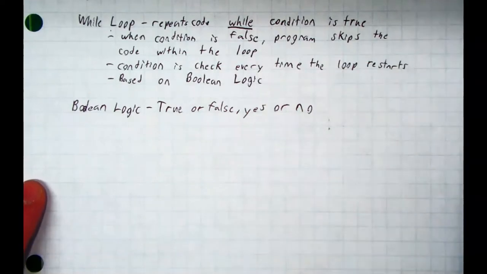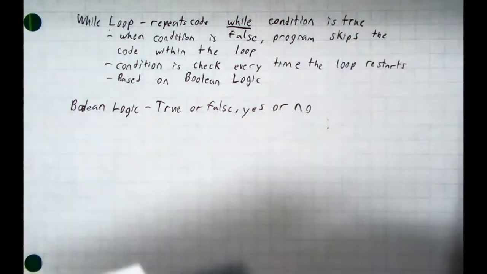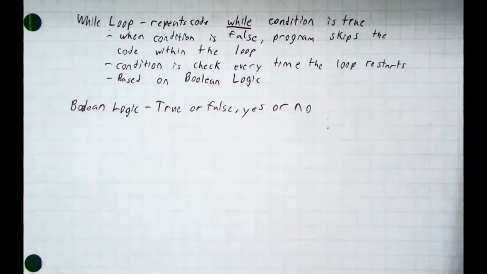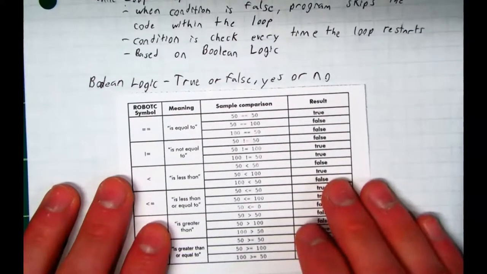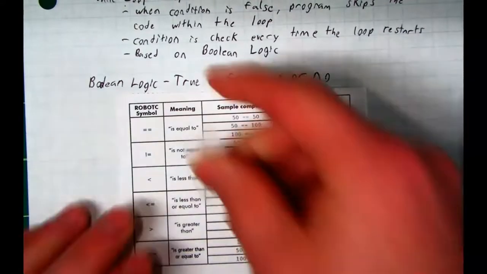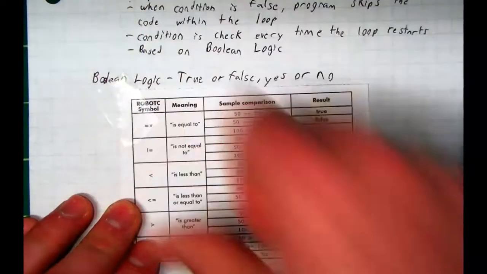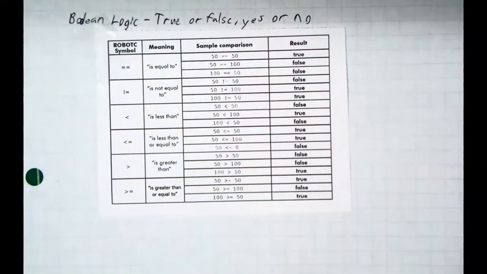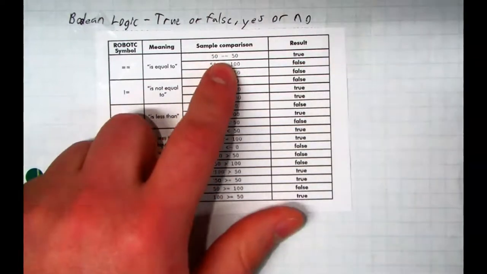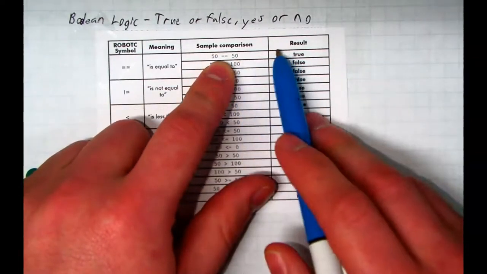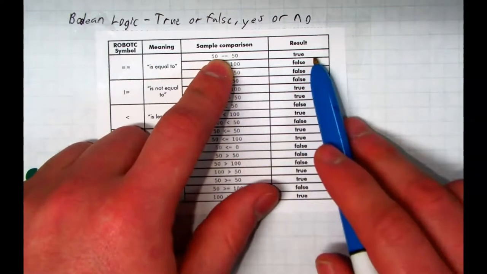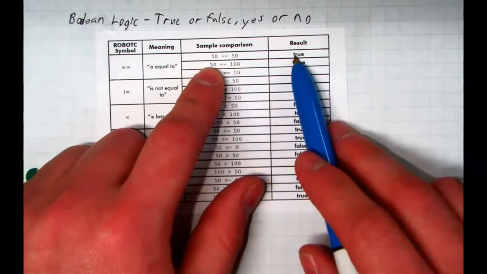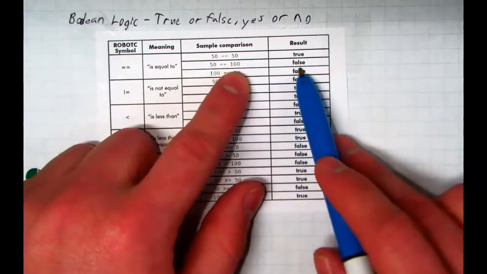So we have some examples of Boolean logic and also how to use some of the symbols in Robot C here. Go ahead and tape this in now. And while you're taping it in, let's look at some examples of Boolean logic. Each statement is either true or false. If it's not true, it has to be false. So does 50 equal 50? Yes. Does 50 equal 100? No. Does 100 equal 50? No.